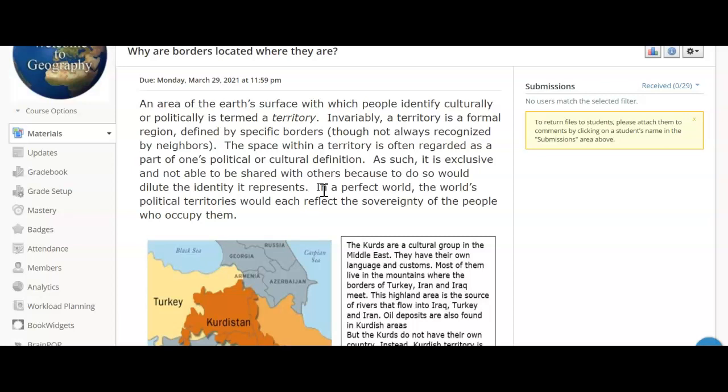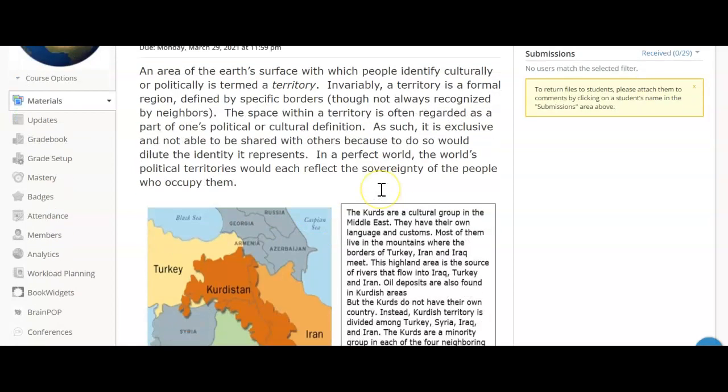What they're saying here is it's got to be special. It's got to be recognized. Otherwise, we take away from the fact that this is their culture. In a perfect world, the world's political territories would each reflect the sovereignty of the people who occupy them. As you heard it say, in a perfect world, this would be the people's rights. It would be what is supposed to happen. If their ethnic group is there, then they should have the right to that area. No one else should. Okay, so let's take a look at the Kurds.